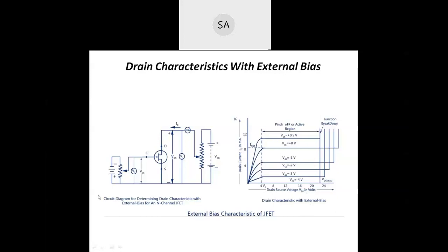For these characteristics, this is the circuit configuration. Here we are providing the VGS and also the VDS. VGS can be provided negative or positive. If you are providing the positive supply, then the current is more than that of VGS equal to 0. It increases to the maximum current and somewhere after this it will be constant. So this is the positive supply, and this is the negative supply for the gate to source supply.